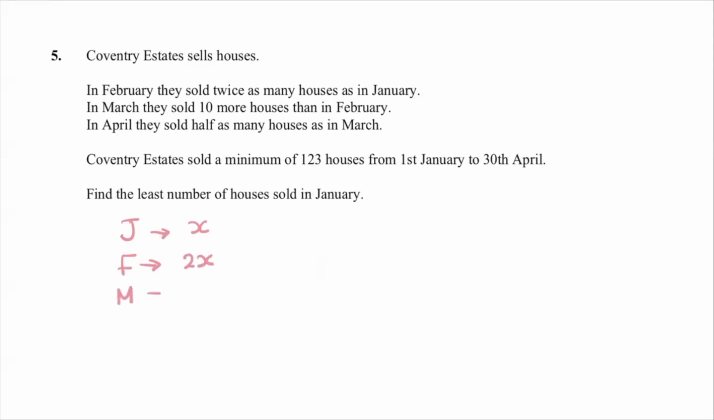In March, it's 10 more than February. So February's number plus 10. And in April, they sold half as many as in March. So we can just half that expression and we've got a number for April. We're told that they sold a minimum of 123 houses. So let's add up all of January, February, March, and April. And we know that that expression is linked to the 123. So we've got 6x plus 15.